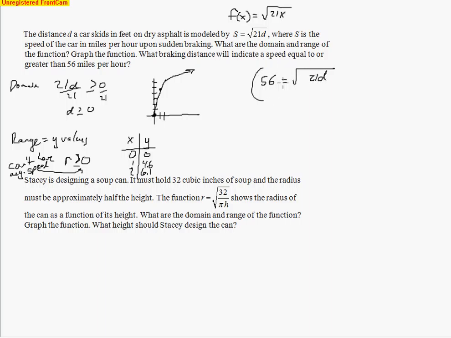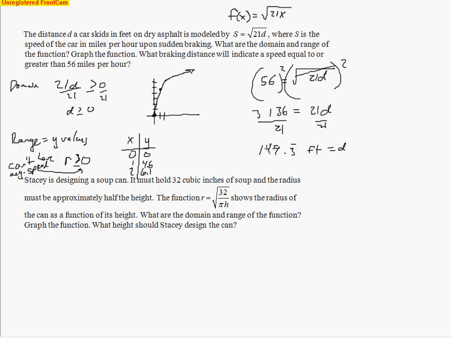So I'll take this value and square it to cancel out the radical sign. So I'm left here, in this case, with 56 squared, and that gives me 3,136 equals 21d. So when I divide by 21 on both sides, that ends up giving me a value of 149.3 repeated, and the speed is in miles per hour. Feet is the distance. And so that's what my distance is.